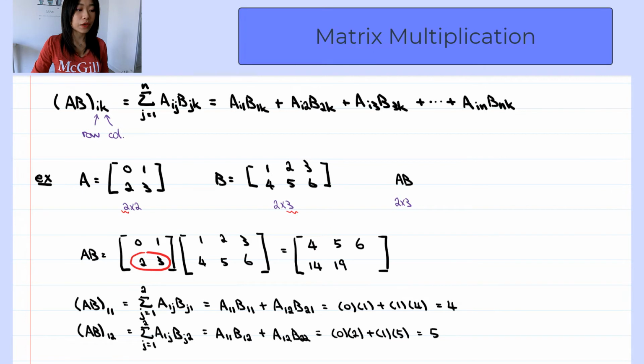And the last element will be the second row of matrix A times the third column of matrix B. So 2 times 3 plus 3 times 6, that is 6 plus 18, which is 24.